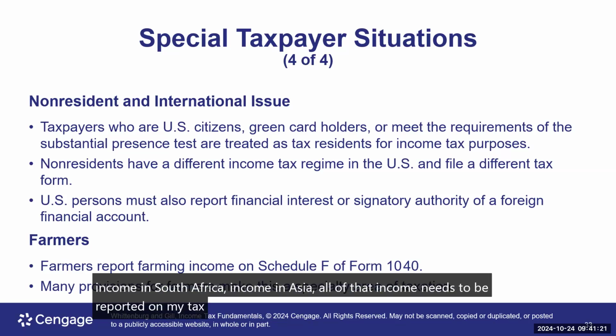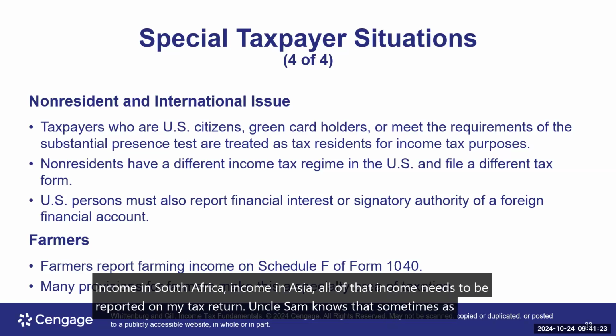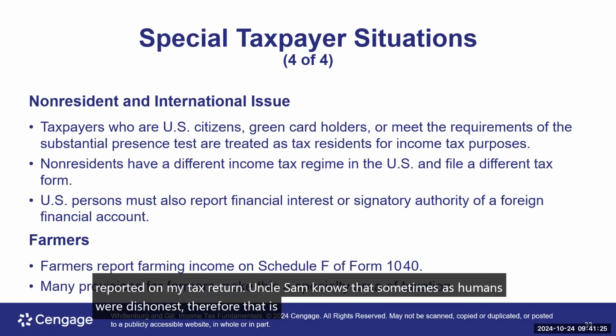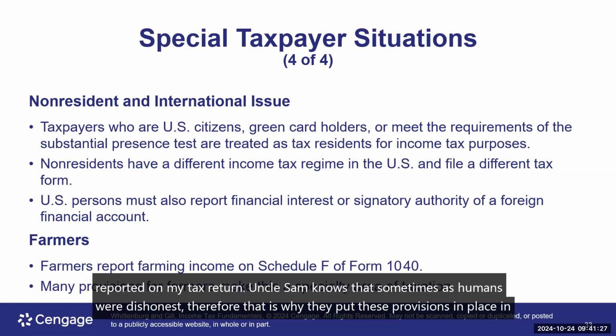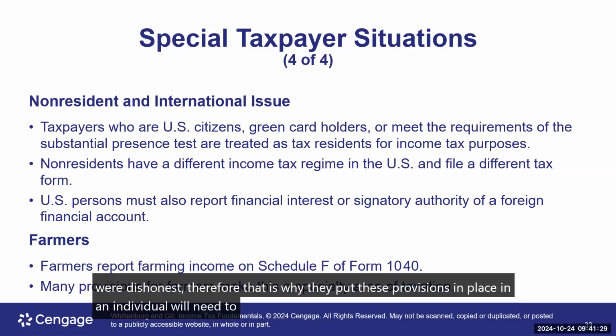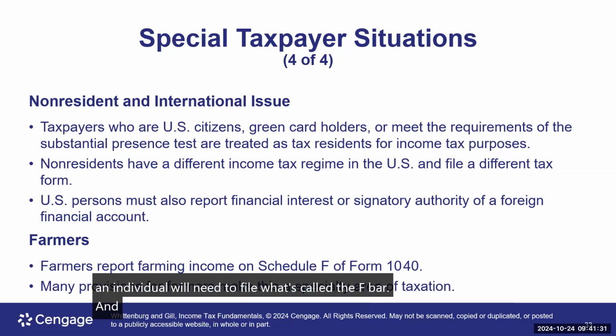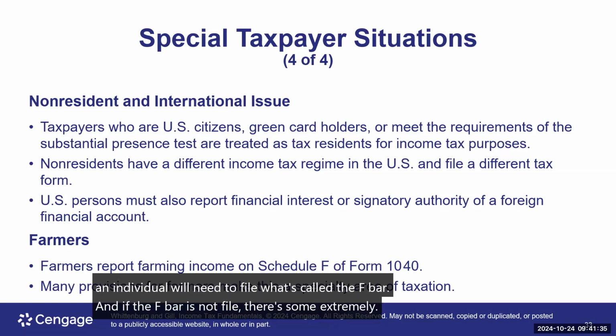Uncle Sam knows that sometimes as humans, we're dishonest. Therefore, that is why they put these provisions in place, and an individual will need to file what's called the FBAR. And if the FBAR is not filed, there's some extremely heavy penalties and fines.